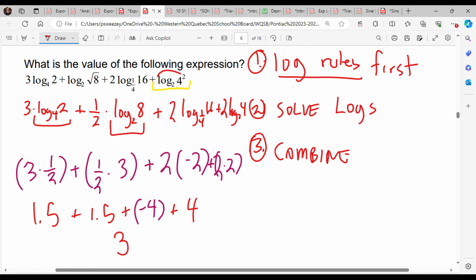So apologies for skipping through that there. That stinks, but the rules still apply. And then, Jeremy, this is the procedure I would walk through. Apply the log rules first to ensure that you're using simpler numbers, then solve the logs that have been simplified, and then we just take all the numbers and combine them together.